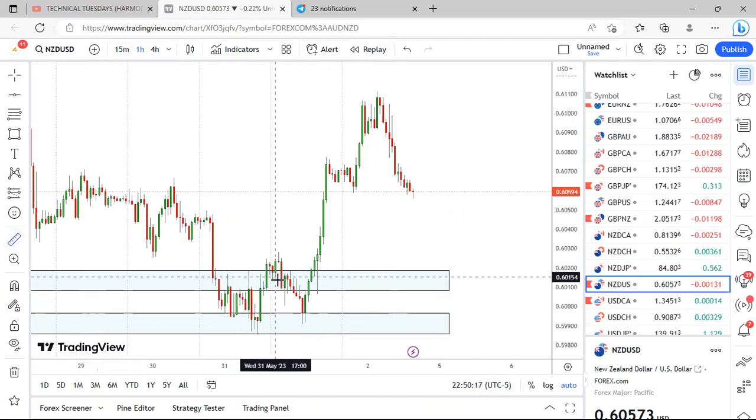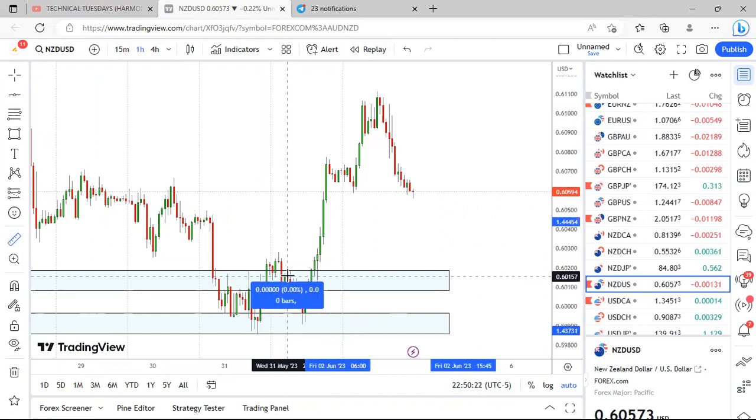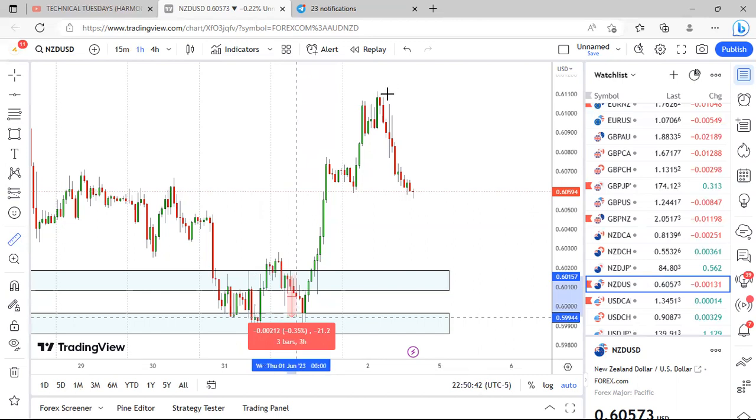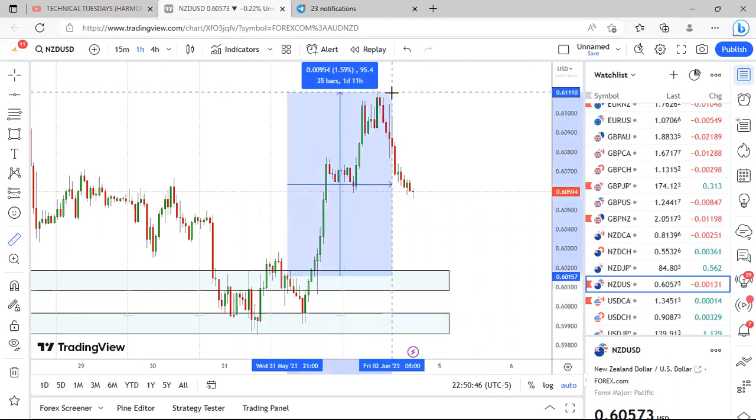Okay, now remember, if we're using a 1-to-1 risk ratio, if we see price go up, and then this green candle went 24 pips in negative. So you'd be negative. What would that be on 0.01 per $100 account? You'd be $2.49 in negative. So it'd be red. And then what happened eventually? Just shot up 95 pips.